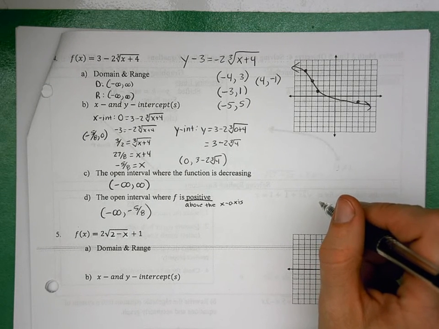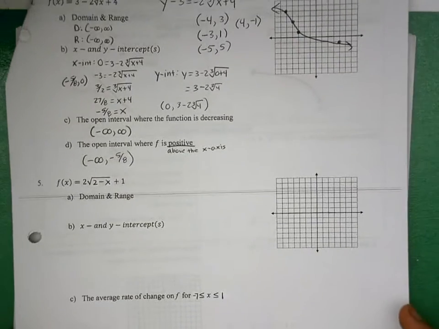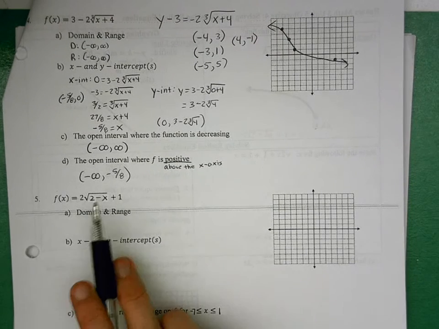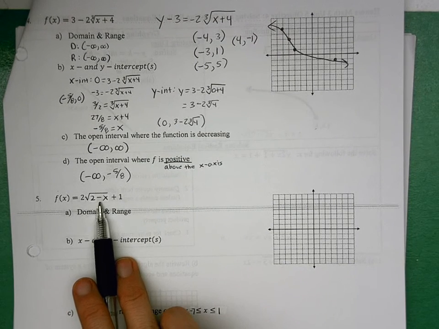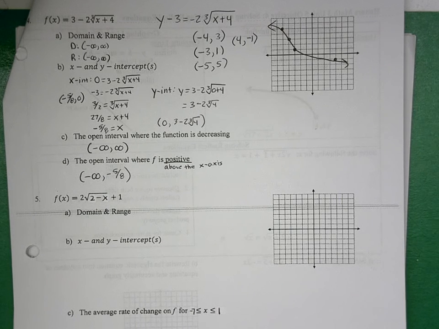Okay, last one, number 5. Go ahead and pause the video. Oh, real quick, sorry, I did modify number 5 as well. I made it 2 minus x instead of x minus 2, so go ahead and make that change. Then pause the video, give it a shot, and restart it when you're ready.